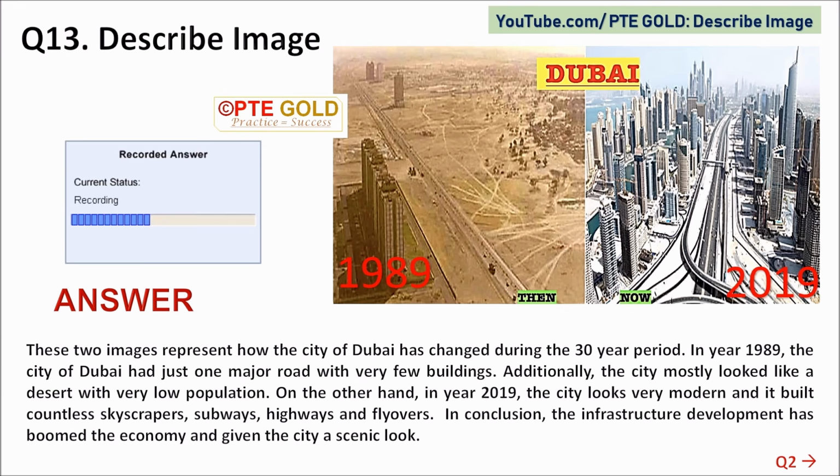On the other hand, in year 2019, the city looks very modern, and it built countless skyscrapers, subways, highways and flyovers. In conclusion, the infrastructure development has boomed the economy and given the city a scenic look.